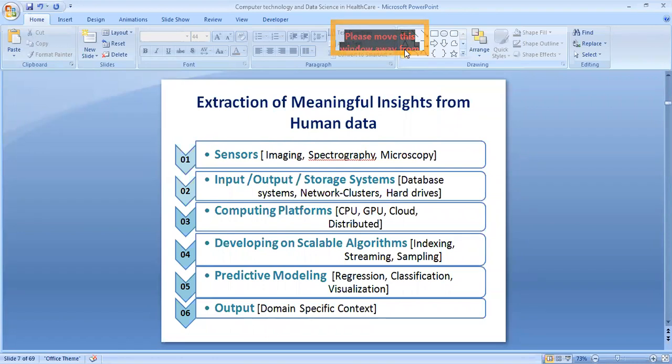The next is predictive modeling. Of course, this is another important step, wherein we do, for example, classification or visualization based on what we have acquired so far, so that we can conclude what is to be taken as the next step. The last one is output. Of course, it is going to be domain specific, depending on which modality we have used and what interpretation is to be made, we can prescribe the appropriate treatment. So as such, when we move on from the acquired signals or the data generated from the human body, how do we go about application of data science? These are the major steps that are involved.